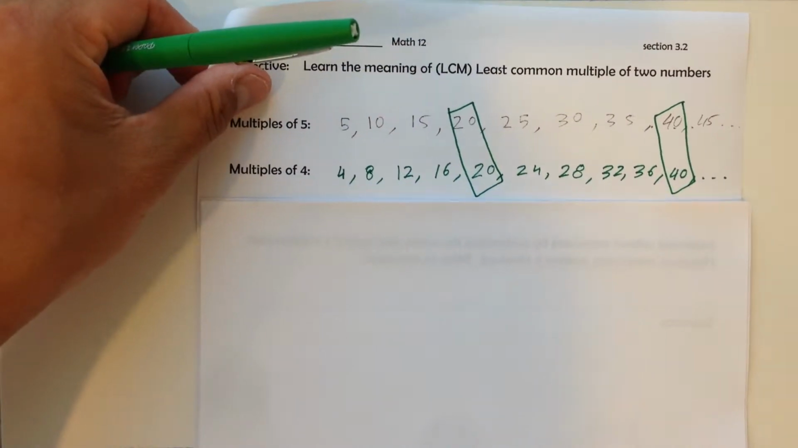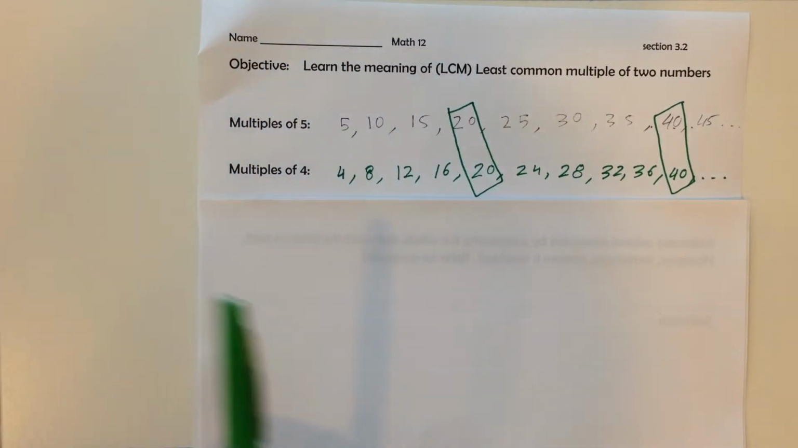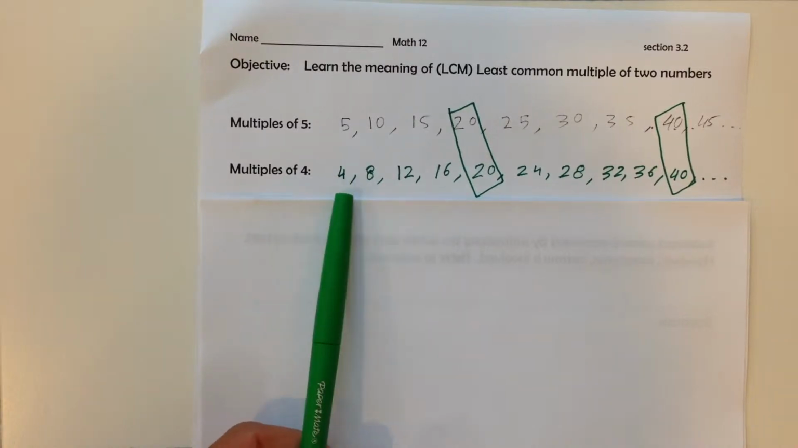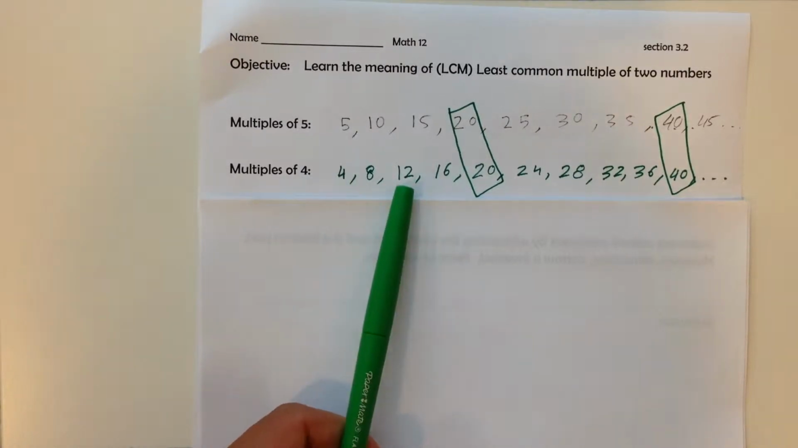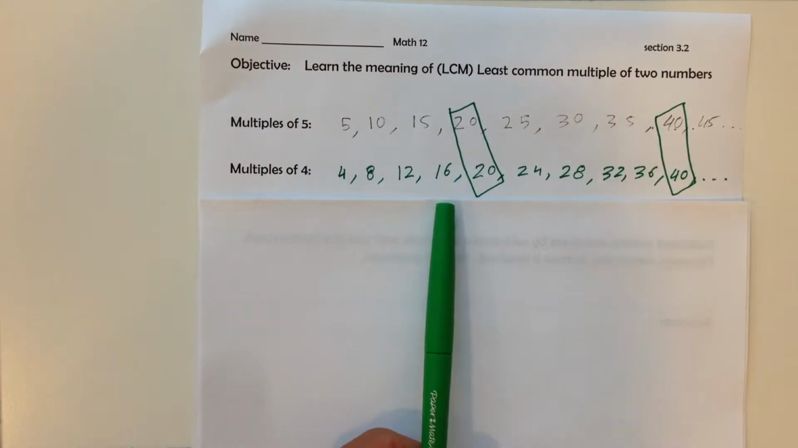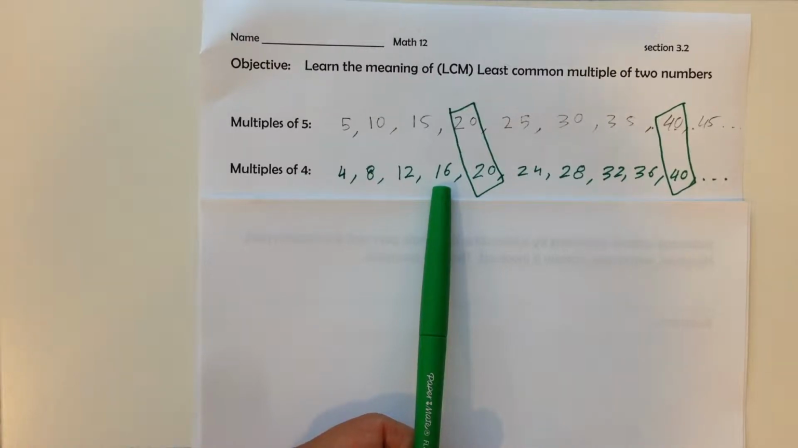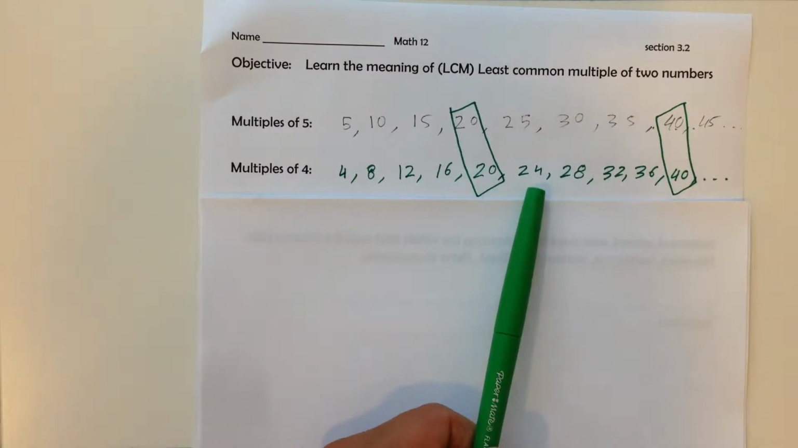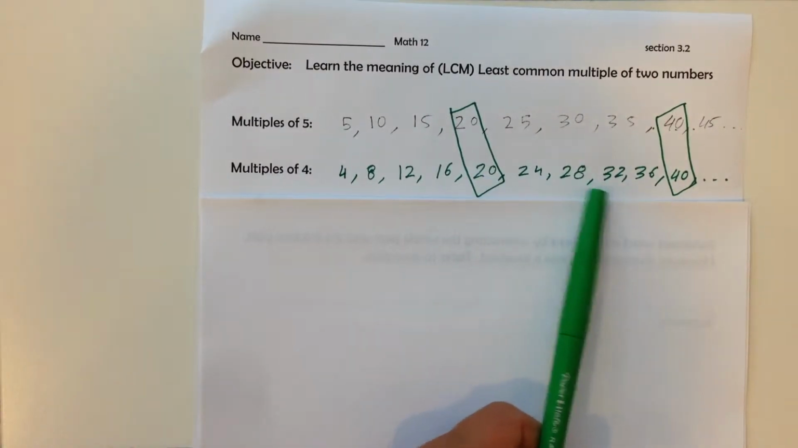Finding multiples of 4 using the same method, basically take this number and multiply it by 1. 4 times 1 is 4. 4 times 2 is 8. 4 times 3 is 12. 4 times 4 is 16. You can also find multiples of that number by adding 4 to the current number. So if you take 16 plus 4, you get 20. Take 20 plus 4, you get 24. Take 24 plus 4, you get 28, and so on and so forth.